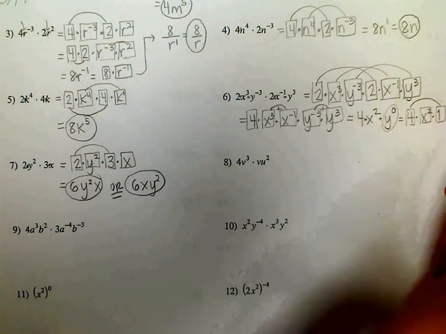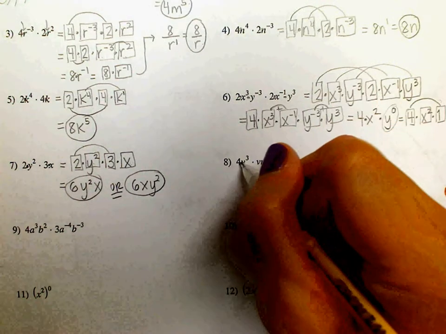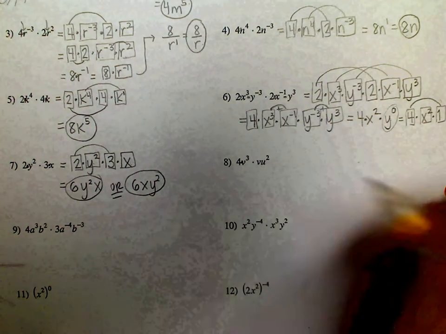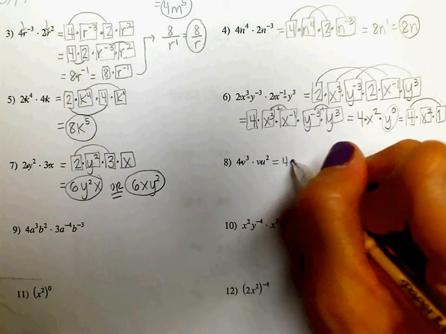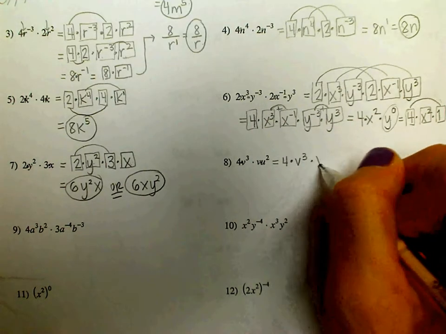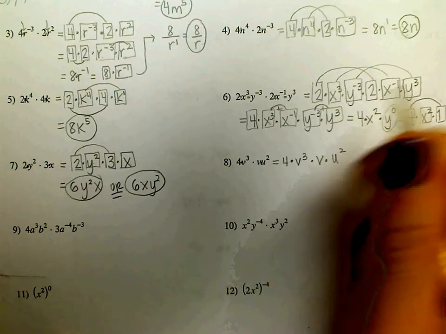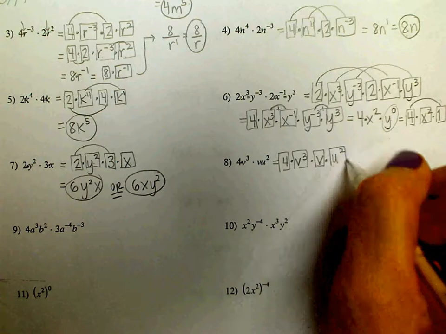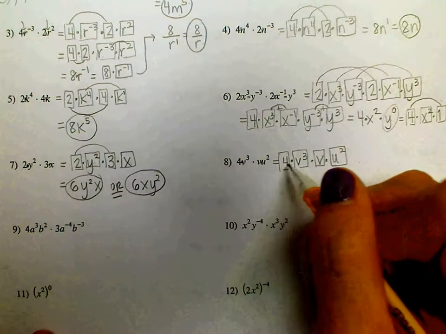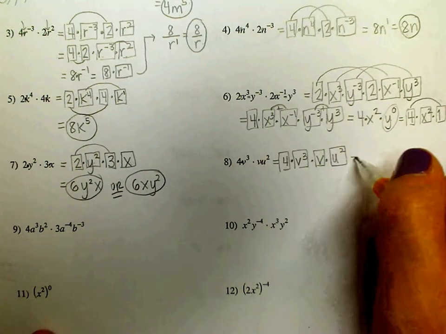There's an invisible multiplication symbol there, and there. So if I rewrite it, I got 4 times v to the third times v times u to the second power, or squared, as some of us say. Alright, draw my windows. I don't see anything for the 4 to combine with, so I'm just going to rewrite 4 and just cross it out to remind myself I'm done with that.